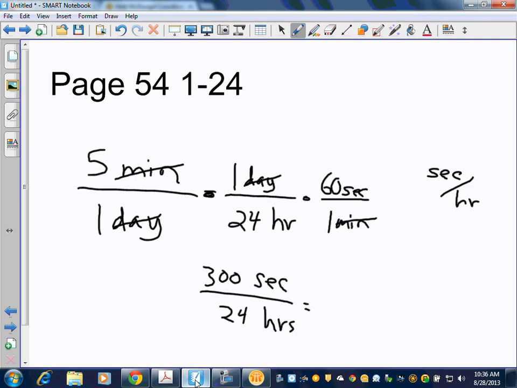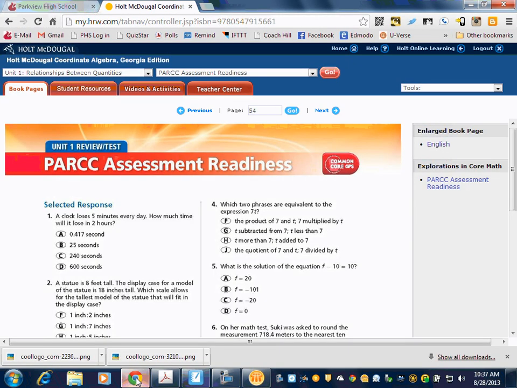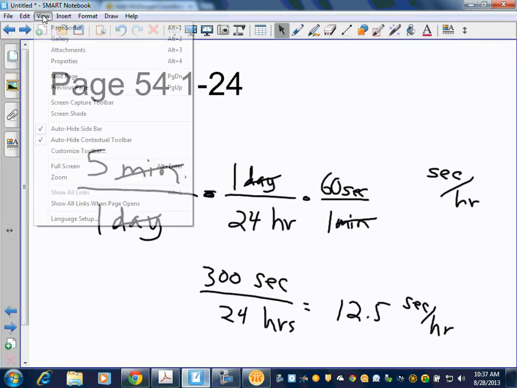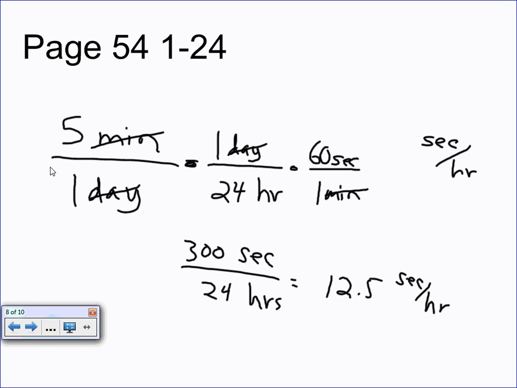And so I now have converted 300 over 24. Is that a good answer? 12.5 seconds per hour. So I converted that from minutes a day to 12.5 seconds per hour. But notice what the question says. A clock loses 5 minutes every day. How much time will it lose in 2 hours? Well, we figured out that it loses 12.5 seconds per hour times 2 would make that 25.